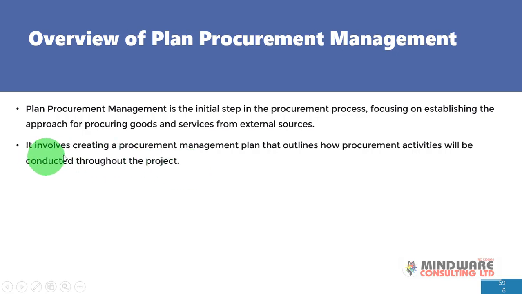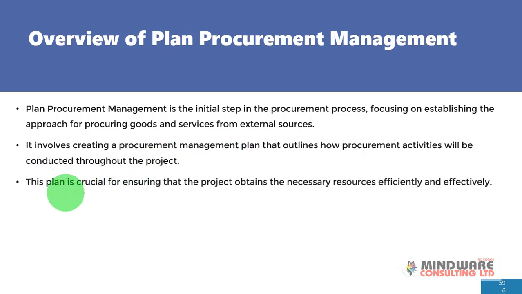So in plan procurement management, you're going to be creating your procurement management plan, and you outline what needs to be done by who, and how you are going to conduct the process throughout the project life cycle. This plan is crucial for ensuring that the project obtains the necessary resources efficiently and effectively. When it comes to procurement, efficiency is key. You cannot overlook just anything. So that's why planning is very, very important.